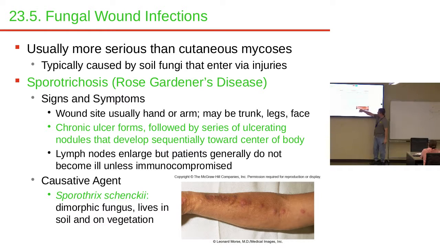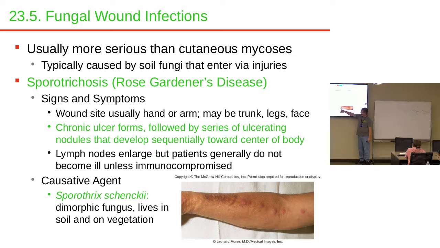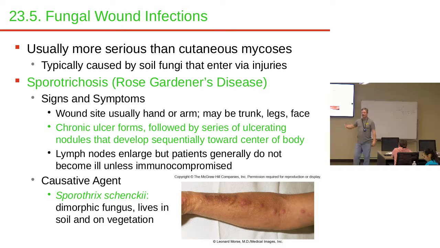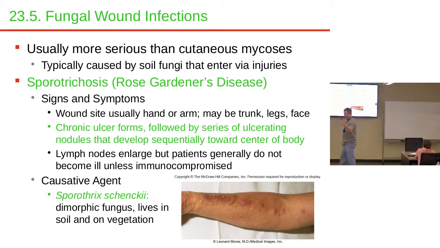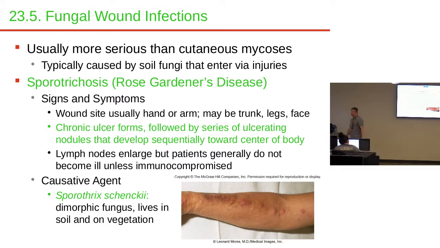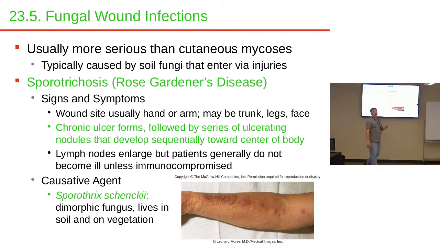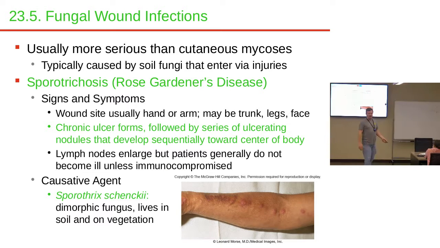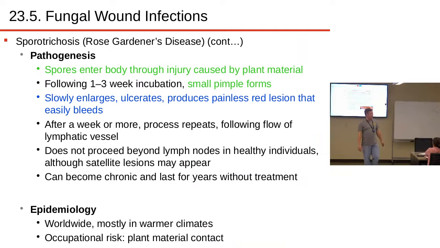So the first one here is probably down here closer to the hand. But we can see 1, 2, 3, 4, 5, 6, 7, 8. They're slowly crawling up to the core. And that's just because it's being carried by the lymphatic system, slowly making its way up. Usually it's very intimidating, right, to see something like that on yourself. But at the end of the day, it's not necessarily fatal unless you're severely immunocompromised.